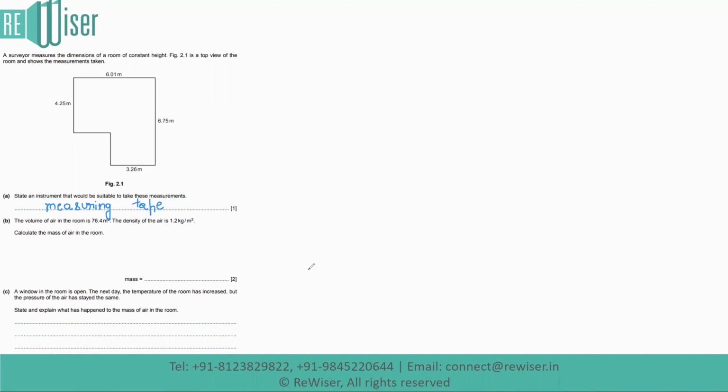Moving on to the next question. The volume V of the air in the room is 76.4 meter cube. Density is 1.2 kg per meter cube. We are asked to calculate the mass.